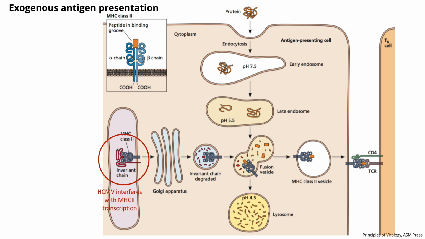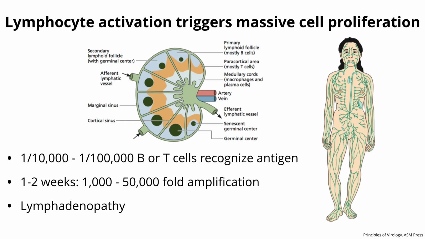So again, just preventing class II from getting on the surface prevents the DCs from presenting antigen in the lymph nodes. Now, when you have an infection and these DCs go to the lymph node, you get proliferation of T and B cells. And the amount of proliferation is really quite interesting. And of course, you get proliferation if the peptide is detected as foreign, not if it is self.